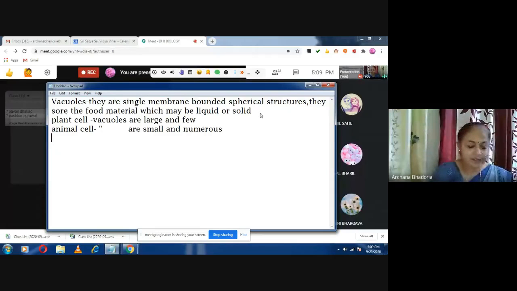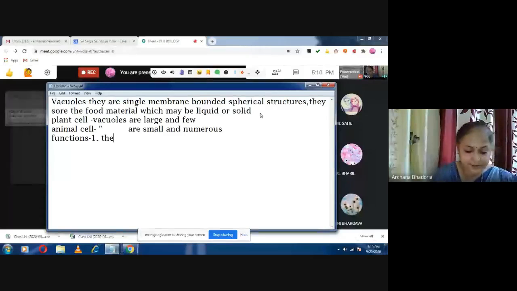Now take down the functions. They help in providing the turgidity to the cell. So this, children, try to read it in the textbook also. The last page of this chapter, Fundamental Unit of Life, the vacuoles topic which is given, you try to read it. Note it now, then read and try to understand a little. And if any line you don't understand, then ask. So number one function you write down: they provide turgidity to the cell.